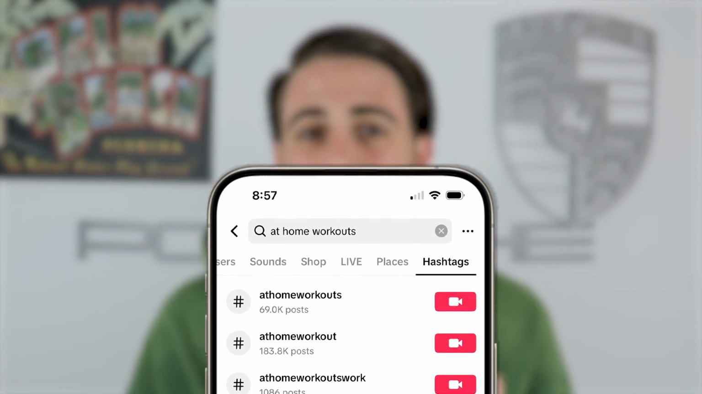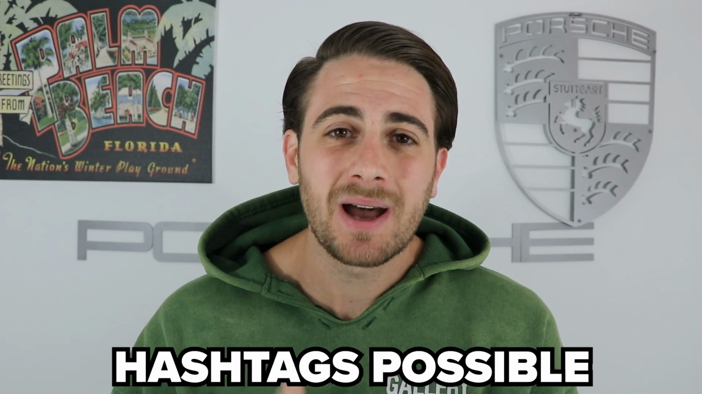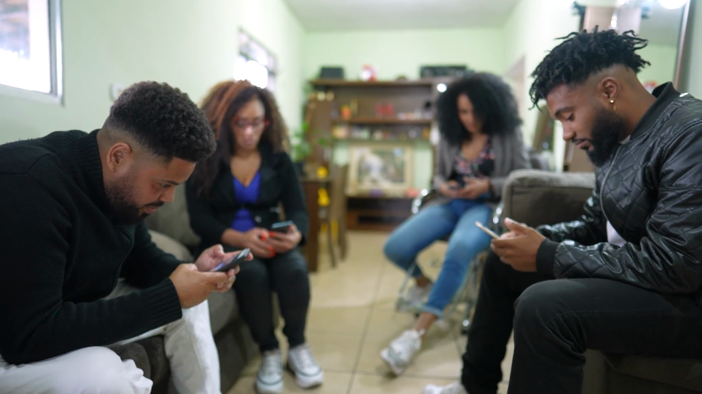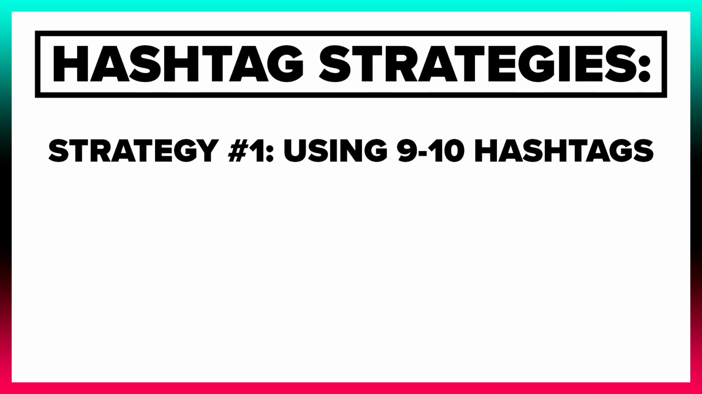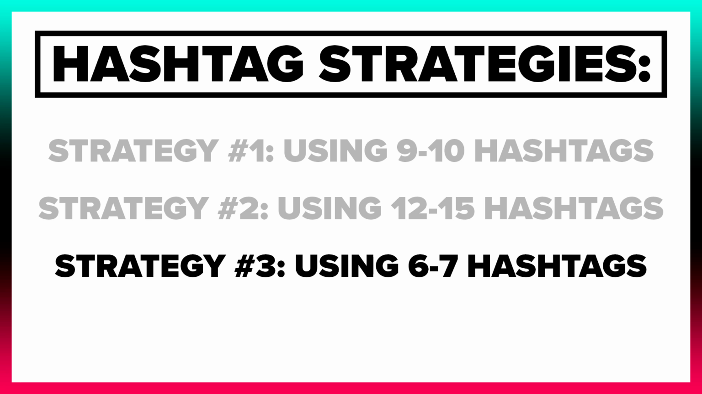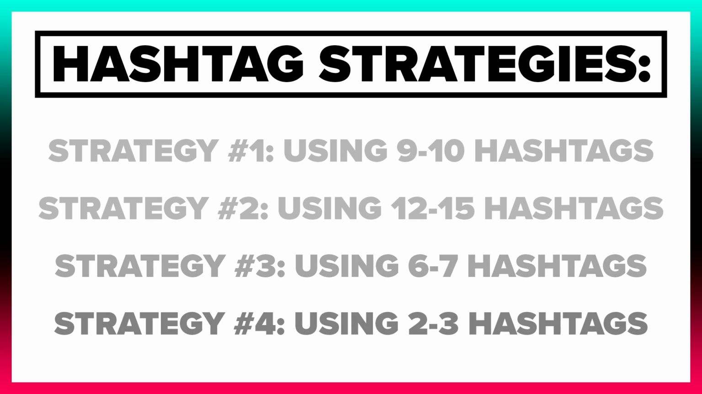And you should always be trying to use the largest hashtags possible, because if you're going after small hashtags, TikTok's going to show your content to a small audience, and then as a result, you're going to get a small number of views. So just changing the right hashtags could actually be the thing that increases the views that you get. The first hashtag strategy you need to implement is 9 to 10 hashtags. The second is going to be 12 to 15 hashtags. The third is going to be 6 to 7 hashtags. And then finally, you need to be using 2 to 3 hashtags.